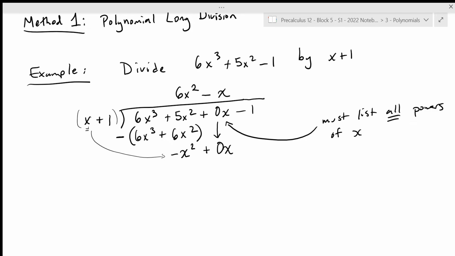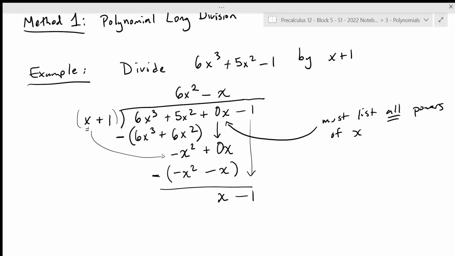So now I have minus x, so I'm going to multiply minus x by both things inside my bracket. Minus x times x is minus x squared. Minus x times 1 is minus x. And then I'm going to subtract this, so minus x squared minus minus x squared is 0, as it should be. This first term should always be 0 because we should be dividing this first term, the x, evenly into the negative x squared or the 6x cubed or whatever we were working with. So now we have here 0x minus x, which is just plus x. And now I'm going to bring down my minus 1.